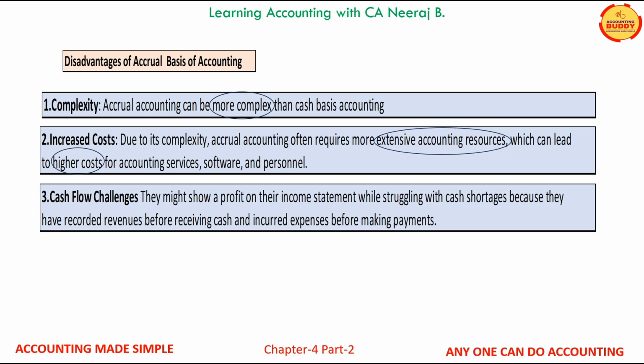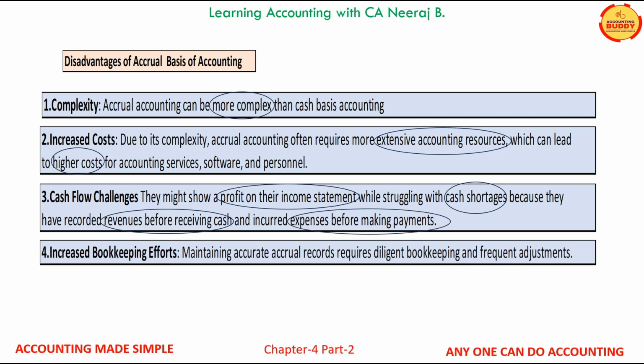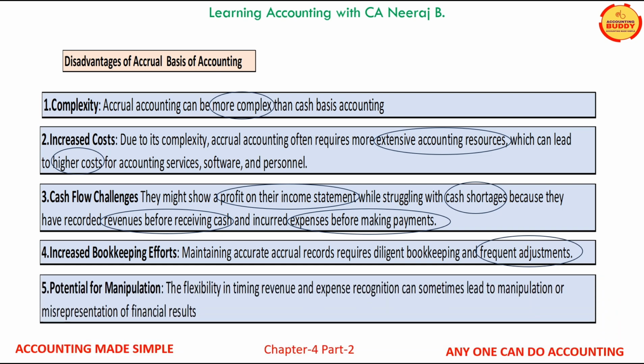Number 3, cash flow challenges. They might show a profit on their income statement while struggling with cash shortages because they have recorded revenue before receiving the cash and incurred expenses before making the payments. Number 4, increased bookkeeping efforts. Maintaining accurate accrual records requires diligent bookkeeping and frequent adjustments. Number 5, potential for manipulation. The flexibility in timing, revenue, and expenses recognition can sometimes lead to manipulation or misrepresentation of financial results.